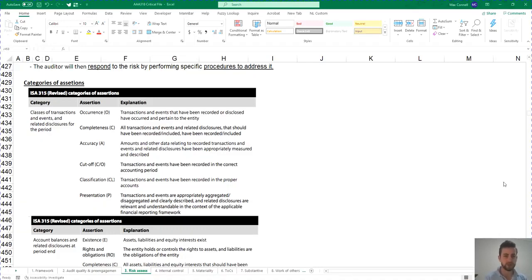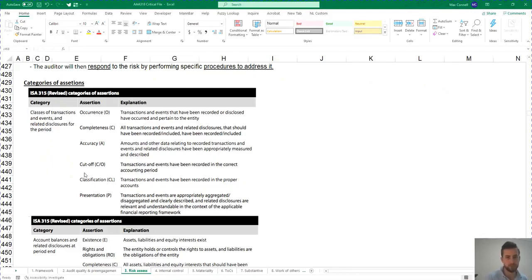Transactions and events are appropriately aggregated, disaggregated, clearly described, and related disclosures are relevant and understandable in the context of the applicable financial reporting framework. So it's primarily around disclosures, but it also is around the appropriate aggregation or disaggregation. Okay, so each of these ones that we've got here, these are for classes of transactions and events. So it's more to do with the P&L.